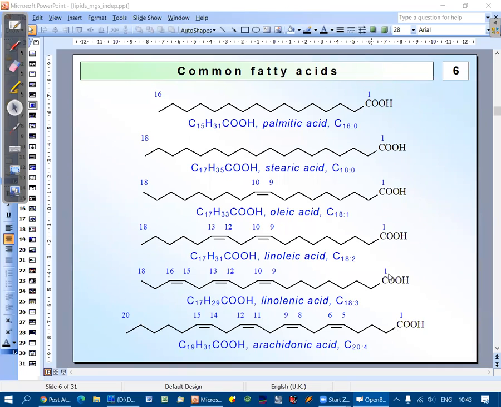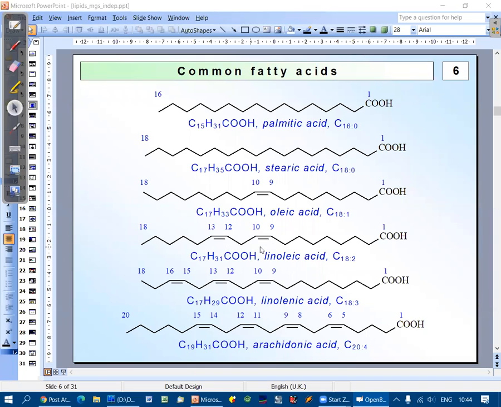Four unsaturated: oleic, linoleic, and linolenic. Each time you add one more double bond, and as you can see, in all compounds, the double bond has cis configuration. CH2 is on one side with respect to the plane of the pi bond.